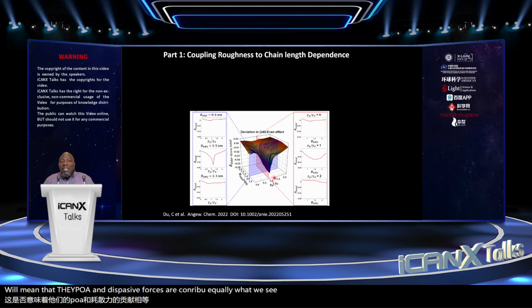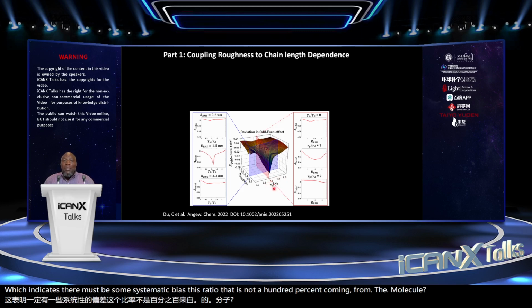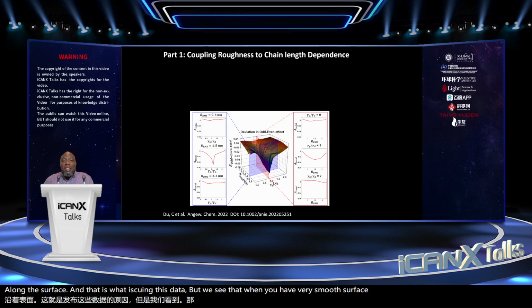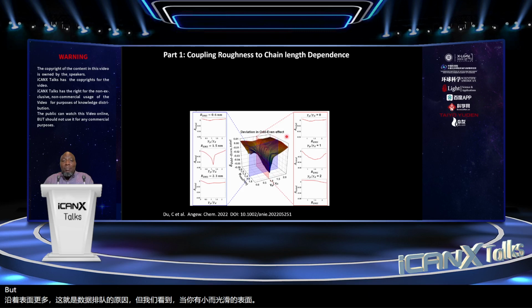But we see a slight skewness just above 1, which indicates there must be some systematic bias to this ratio that is not 100% coming from the molecule. And we find that that's because of the molecular dipole. Once you attach the molecule on the surface, you will get a very small dipole along the surface normal, and that is what is skewing this data. But when you have very smooth surfaces, that asymmetry does not emerge. But when you have rough surfaces, it becomes extremely clear that that is what's happening.